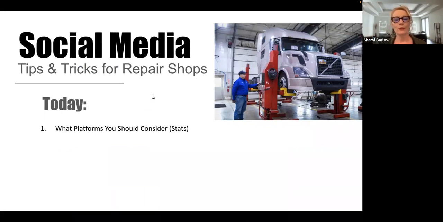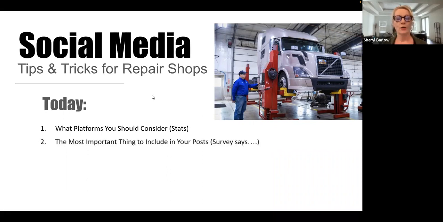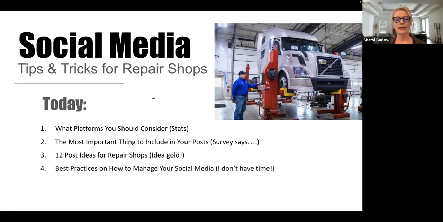We're going to talk about what platforms you should consider, and we're going to talk about stats when it comes to that, and not just looking at what you like and don't like. We're also going to talk about the most important thing to include in your post, and I'll reveal that in a few slides. It's pretty simple, but it's a good thing to remember. We have 12 post ideas for repair shops so that you can get unstuck and have some ideas of what to post. And then best practices on how to manage it, because nobody has time.